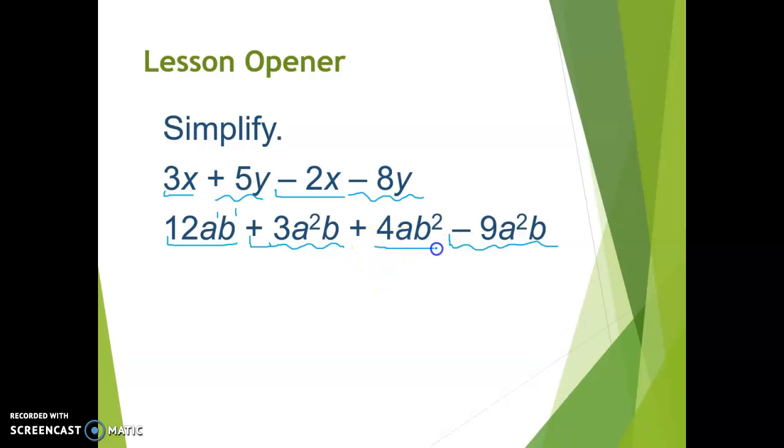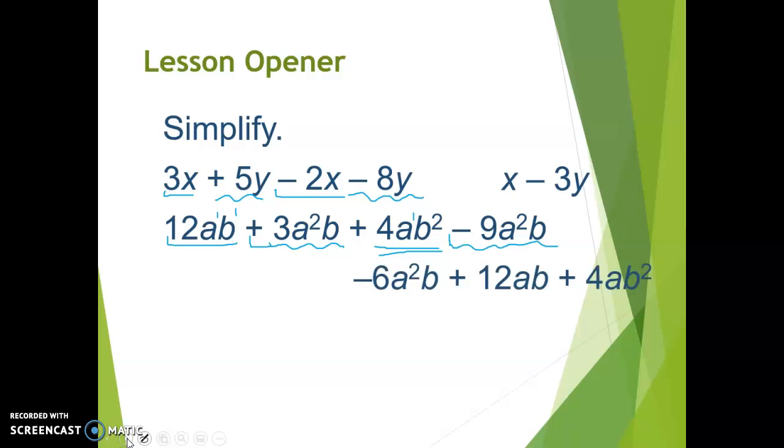And then we have an ab squared term, and there are no other ab squared terms with a to the first power and b squared. So when we combine those terms, in the top we get x minus 3y, and in the bottom we get negative 6a squared b plus 12ab plus 4ab squared.